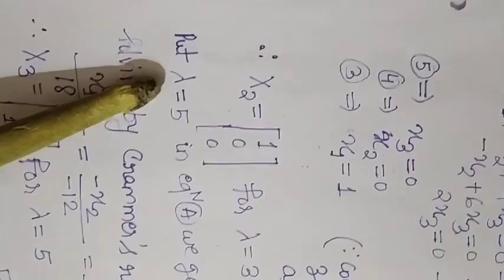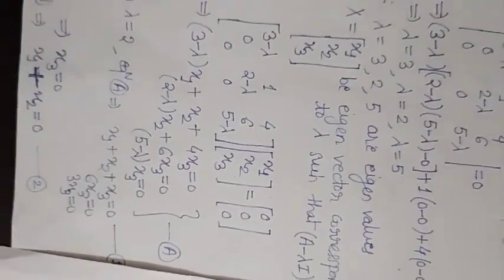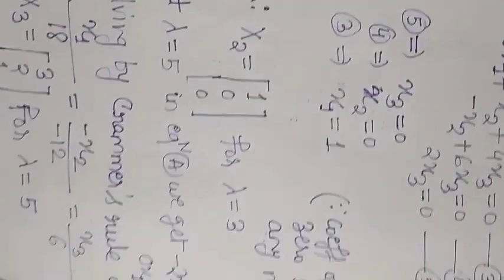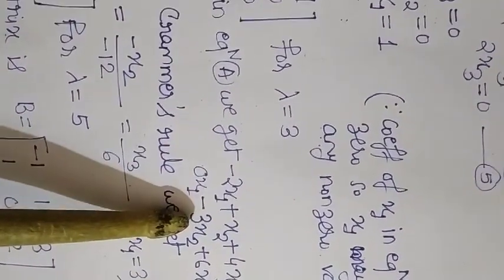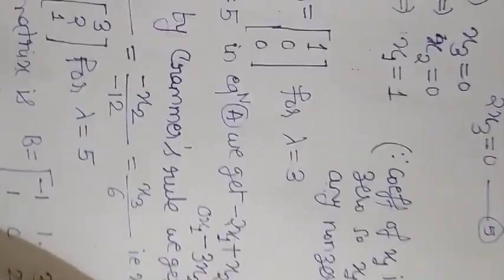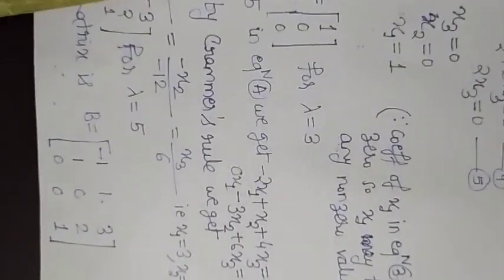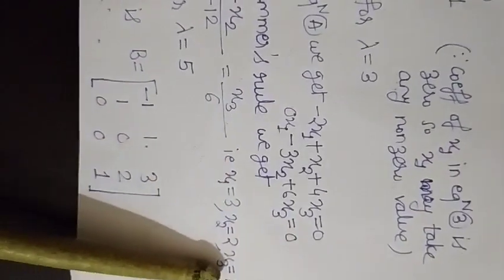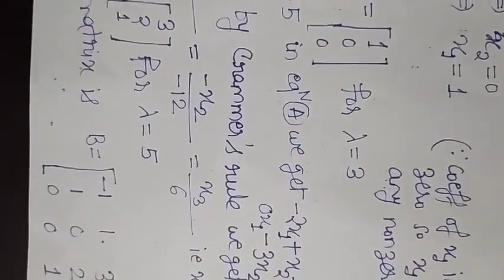Now let us take the next value, lambda equal to 5, in equation A. Substituting, we get minus 2x1 plus x2 plus 4x3 equal to 0. Then minus 3x2 plus 6x3 equal to 0, and the last equation is 0 into x3 equal to 0. So I am getting these two equations. Let us solve this by Cramer's rule. We will get x1, x2 and x3 as 3, 2, 1 respectively. Hence the vector (3, 2, 1) for lambda equal to 5 is an eigenvector.